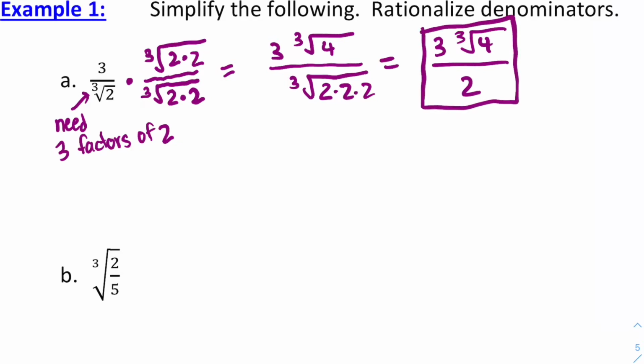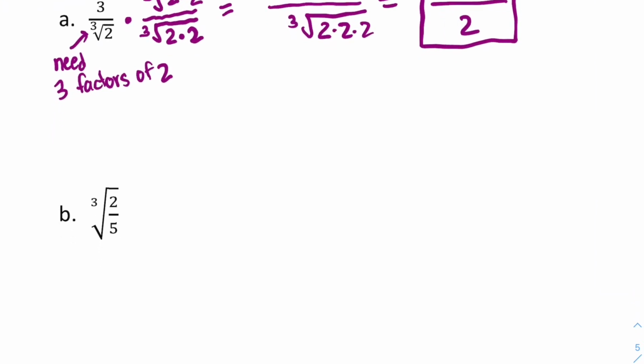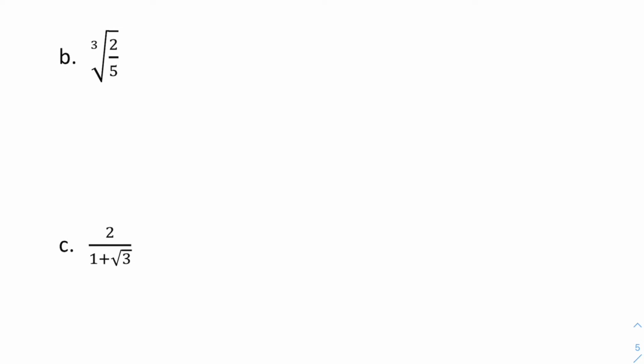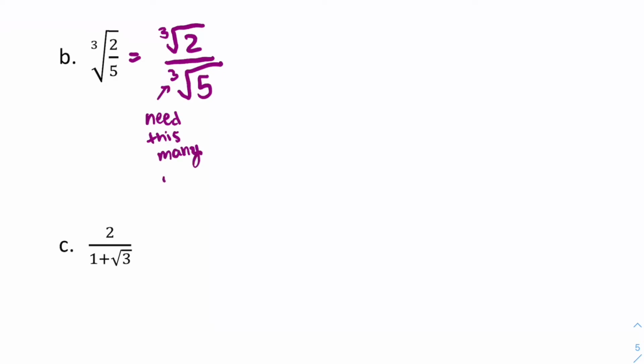Part B is pretty similar. So I would go ahead and break that up into separate numerator and denominator. So like cube root of 2 over cube root of 5. I erased it because it looked like a whole number 3 instead of an index on my radical. Now remember that it is a cube root, so since I have 1 factor of 5 right now, I'm going to need 2 more factors of 5 before I can take my cube root.